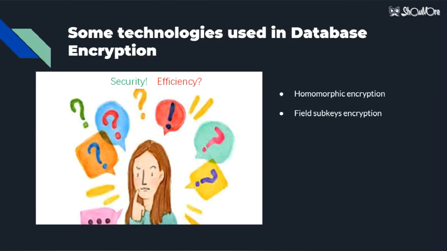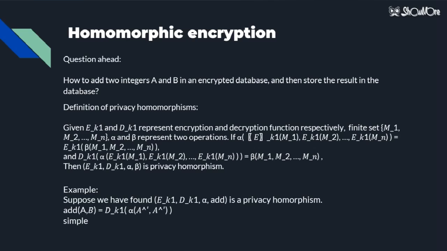Obviously, database encryption ensures the data security. However, the schema may have a bad influence on the efficiency of database operations. Therefore, some encryption technologies are created in order to improve the database operation efficiency. We did research on two technologies, homomorphic encryption and field subkey encryption.